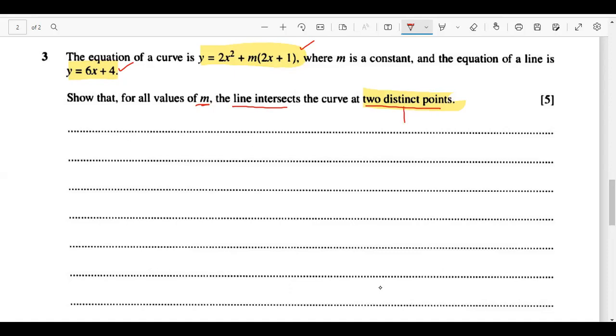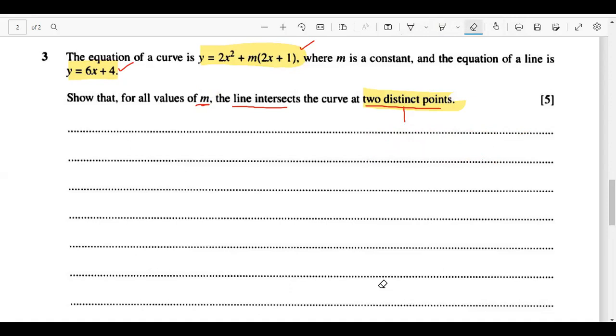Using this condition, I know that somehow I need to show that the discriminant b squared minus 4ac would be greater than 0. If I am able to prove this, then it would mean that the line is intersecting the curve at 2 distinct points. So somehow I need to prove that b squared minus 4ac is greater than 0. In the previous parts, I used to use this condition and find the value of m. This time around, I need to prove that b squared minus 4ac would be greater than 0. So how do we do it? I'll tell you. This is what I need to prove.